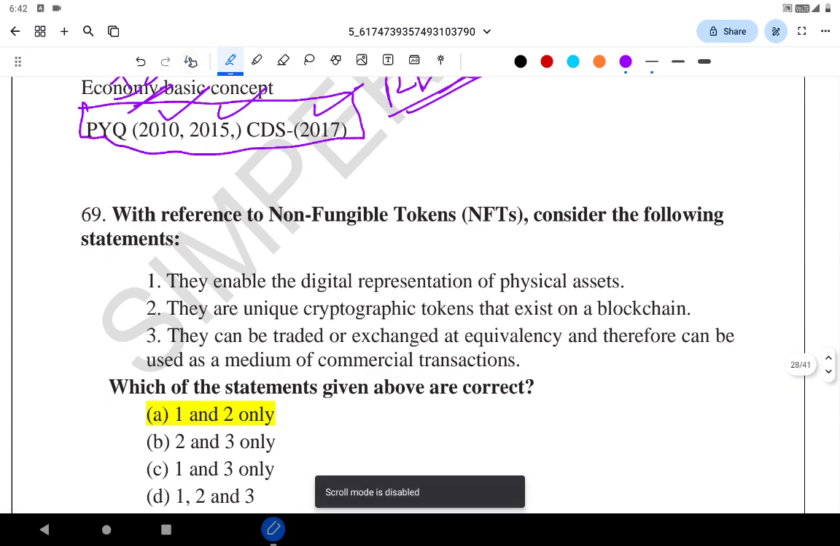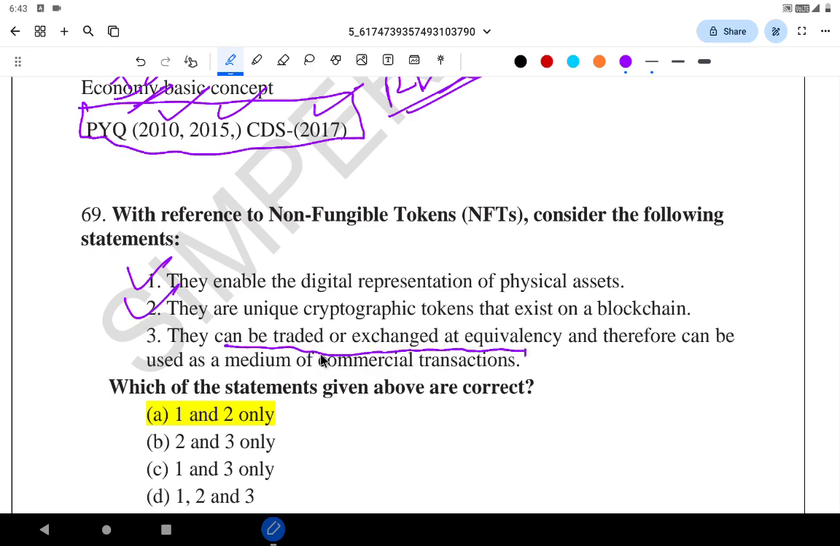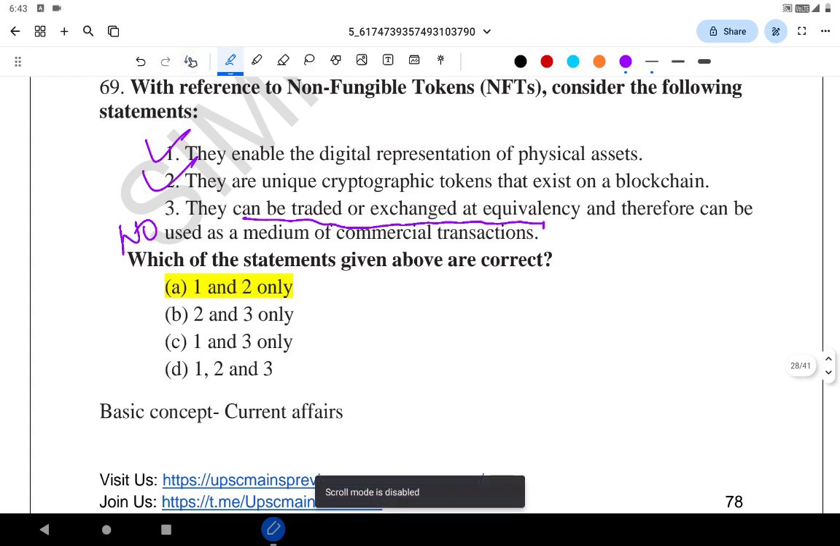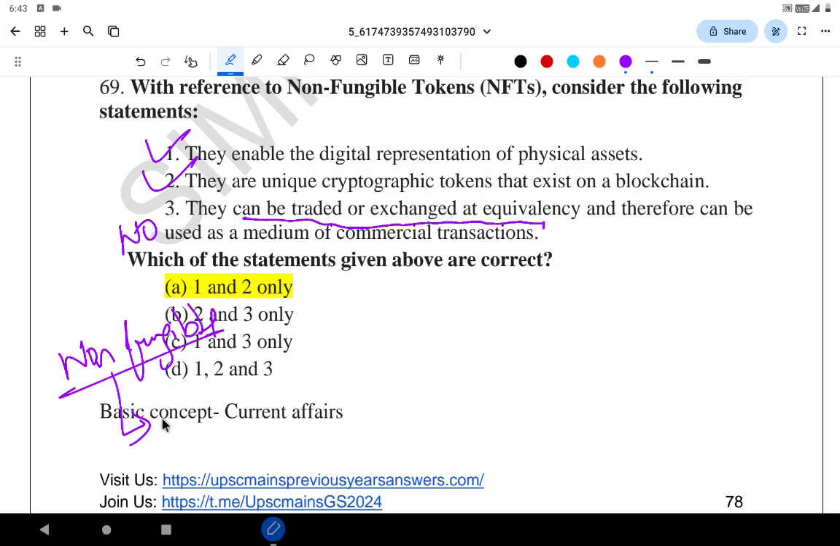Next question is related to NFT. They enable the digital representation of a physical asset, correct? They are unique cryptographic tokens that exist on the blockchain, correct? They can be traded or exchanged at equivalency and therefore can be used as a medium of commercial transaction. No. NFTs are non-fungible. Because they are non-fungible, no two NFTs are equal. They are very unique. That's the reason, as no two things are equal, they cannot be traded like cryptocurrency. Every NFT is unique, so they cannot be traded with another. That's the point. So let's move to the next question.